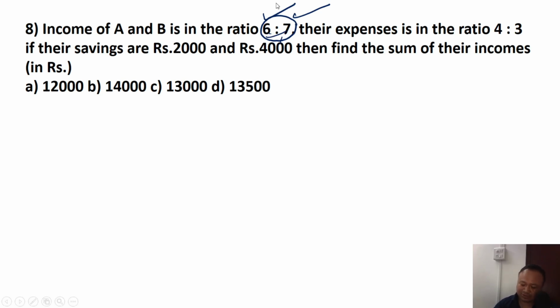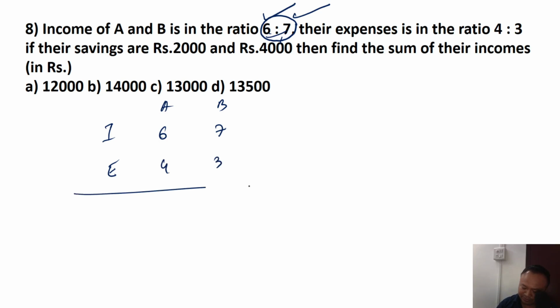Combine of 4, you can do it at your home. Income of A and B, expenditure of A and B has 6 and 7 ratio, and expenses have 4 and 3 ratio.